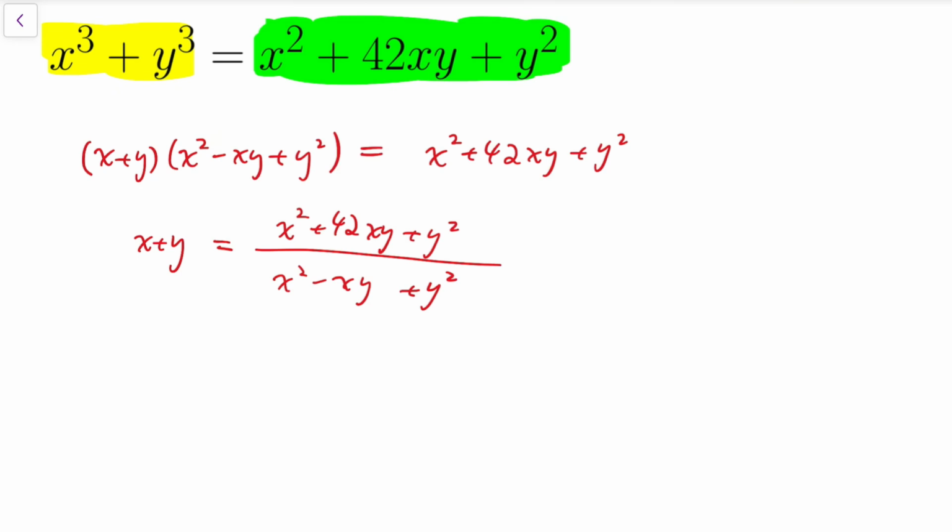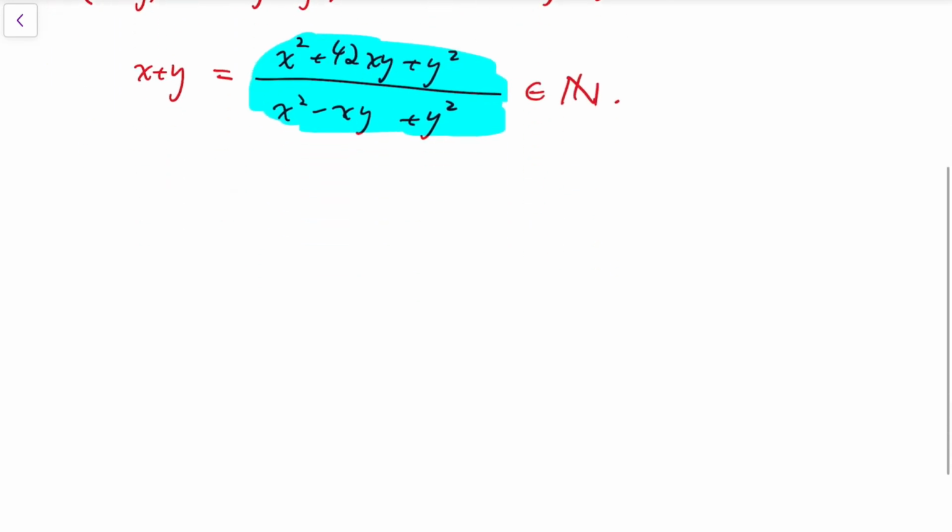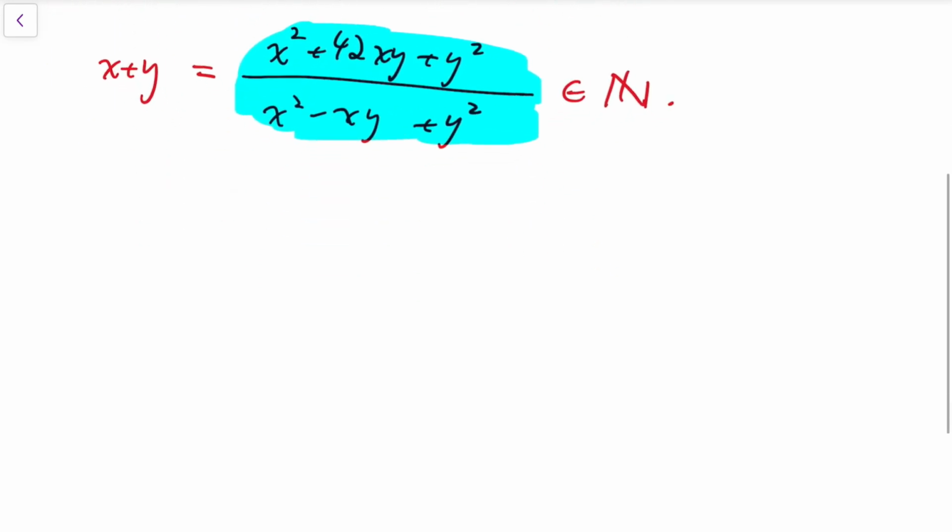And we know that this fraction also has to be a positive integer, because x and y are both supposed to be positive integers, and the sum will clearly also be of the same nature. So this is a positive integer. Of course, this fraction can be somewhat simplified by doing some kind of long division. We can rewrite that as 1 plus 43xy over the same denominator.